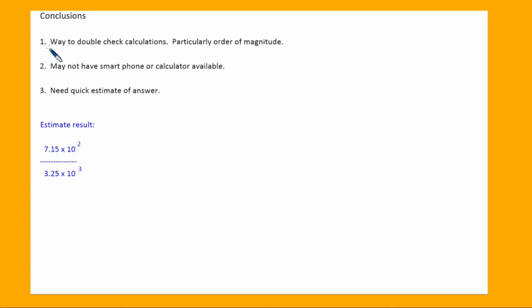Conclusions. As we've gone through each of these calculations, how to multiply and divide in scientific notation, and typically where we find them, which is to use them for either very large numbers or very small numbers. There are a couple of things that we can use scientific notation calculations for. One is a way to double check calculations. And here I mean more about orders of magnitude.